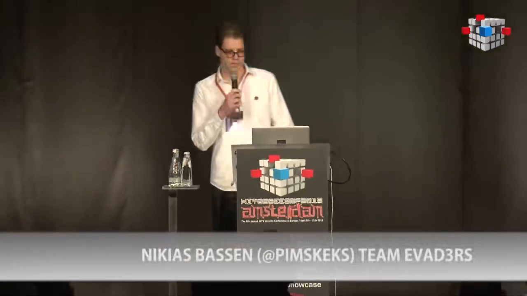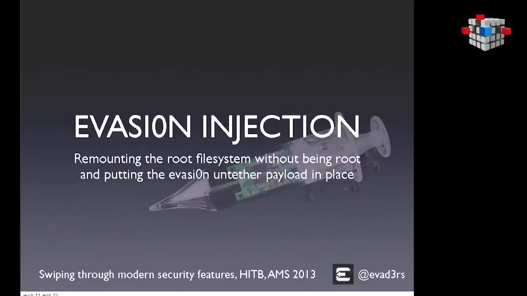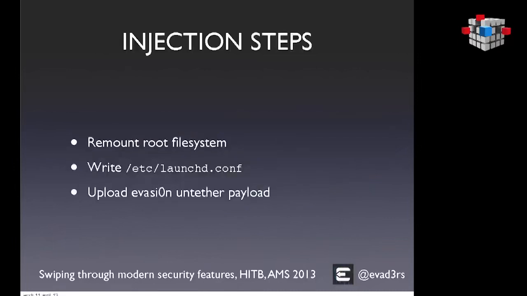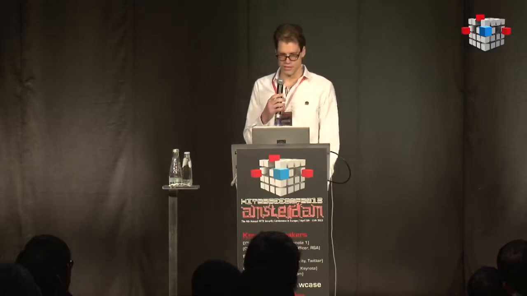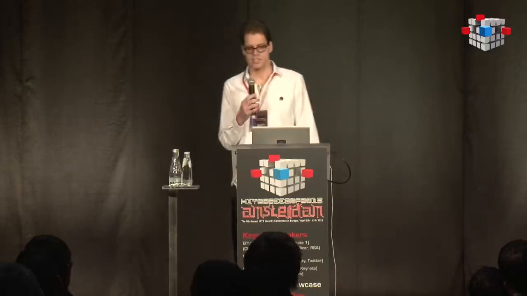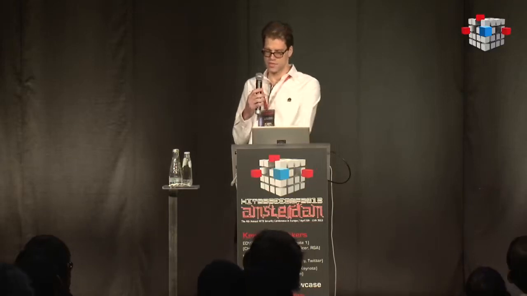Hi everyone. I'm going to present how we managed to remount the root file system and how we prepare the device for the untether. For the injection, we have three steps. The first is, as already mentioned, to remount the root file system. Then we have to write the configuration file, /etc/launchd.conf, and we have to transfer the Evasion untether payload that will be used for the initial code execution on boot up.